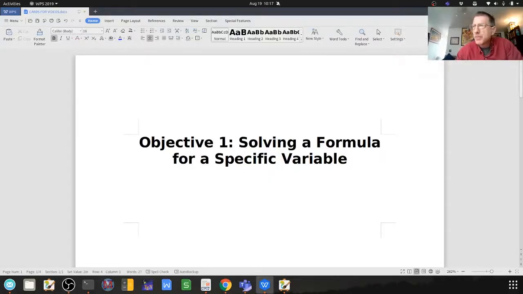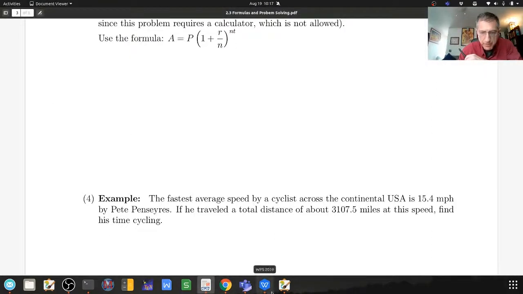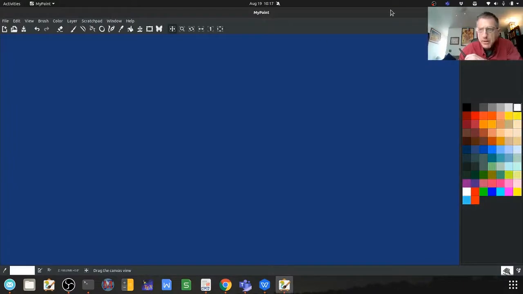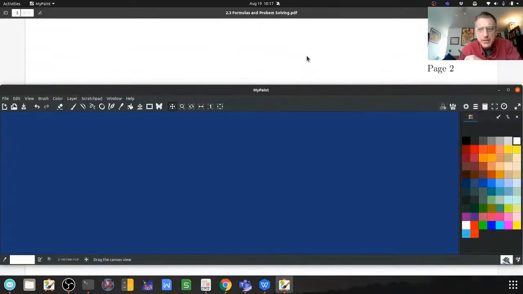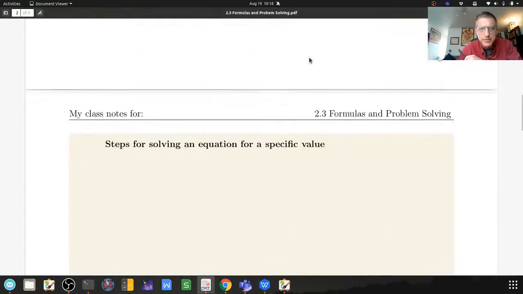This is Chapter 2, Section 3, Formulas and Problem Solving. And we're going to look at the first objective, which is solving a formula for a specific variable. Let's just look at this.